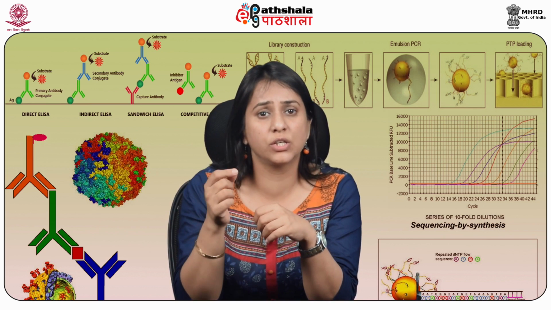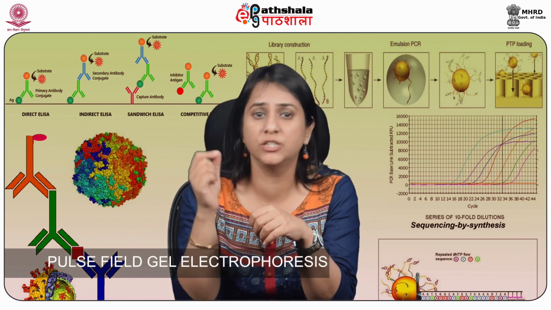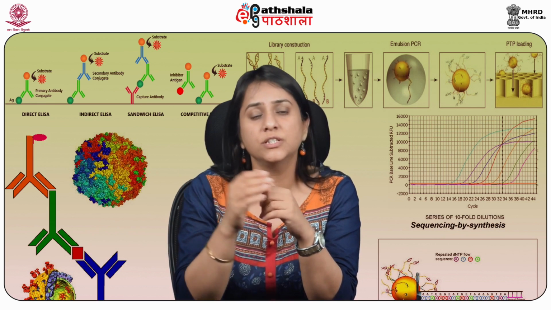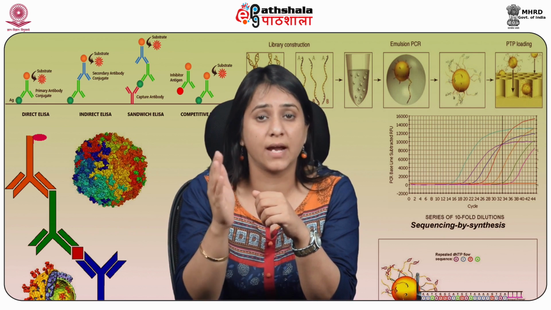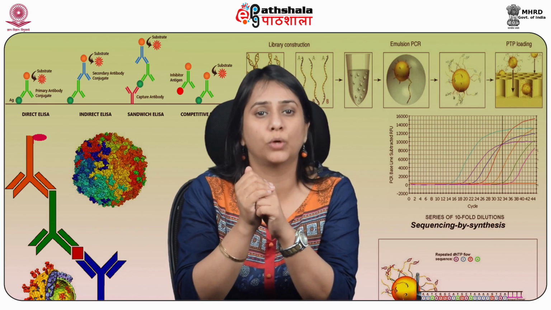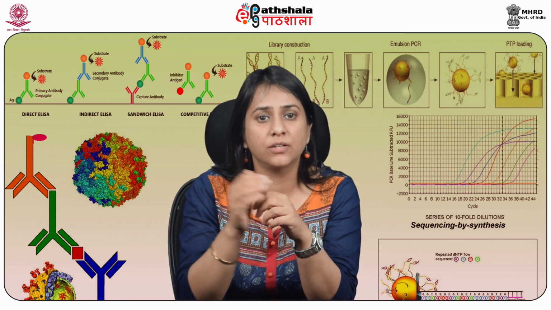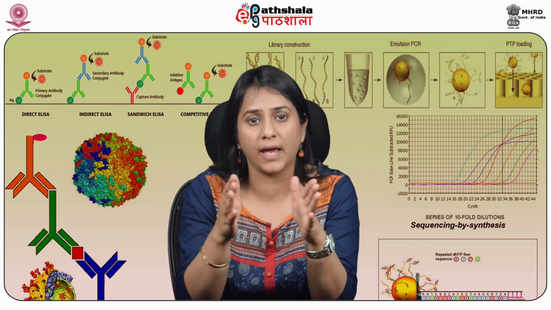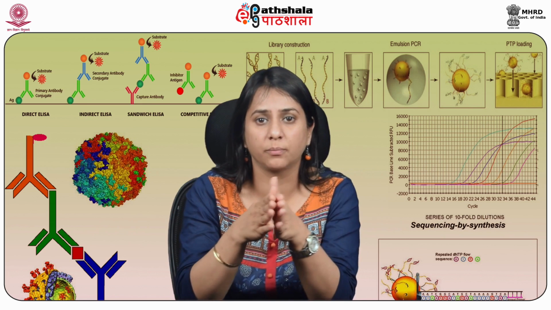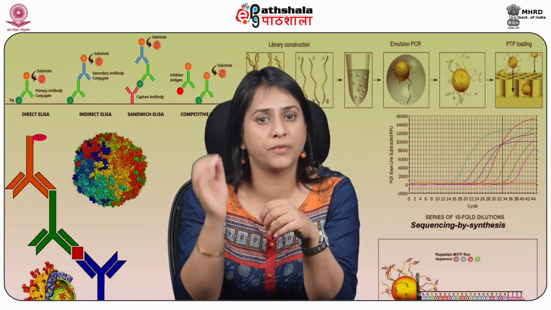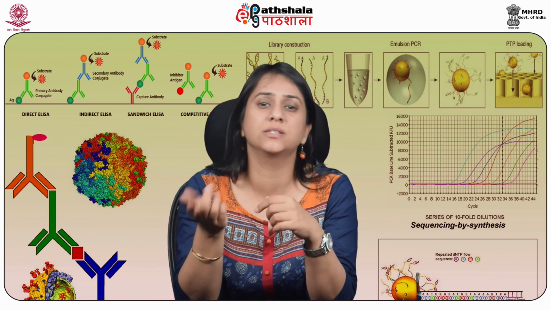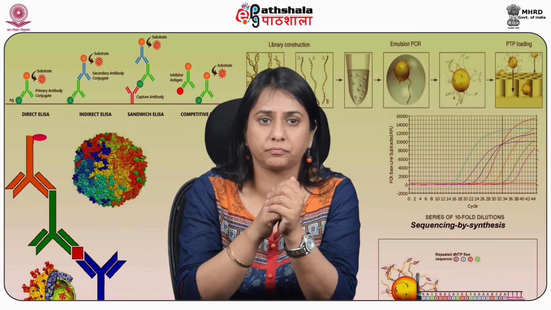So another variation which is used is pulse field gel electrophoresis. Pulse field gel electrophoresis is a gold standard technique which is used for molecular typing. Here the electric fields are applied from different angles, separating large DNA fragments. Hence, resolution of fragments differing in a few bases can also be achieved.